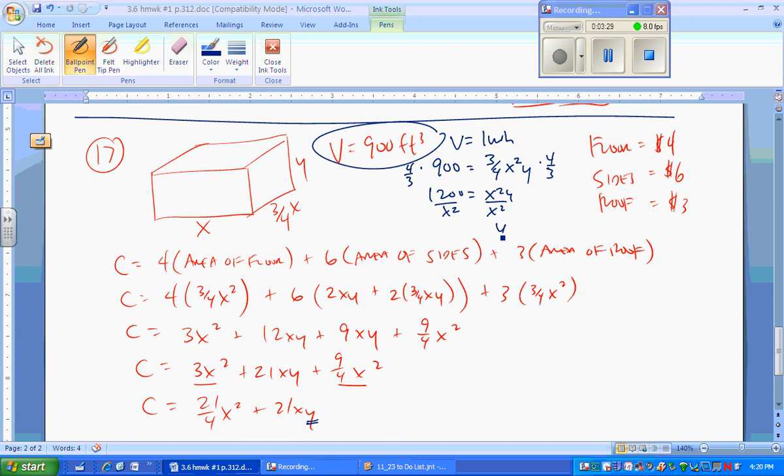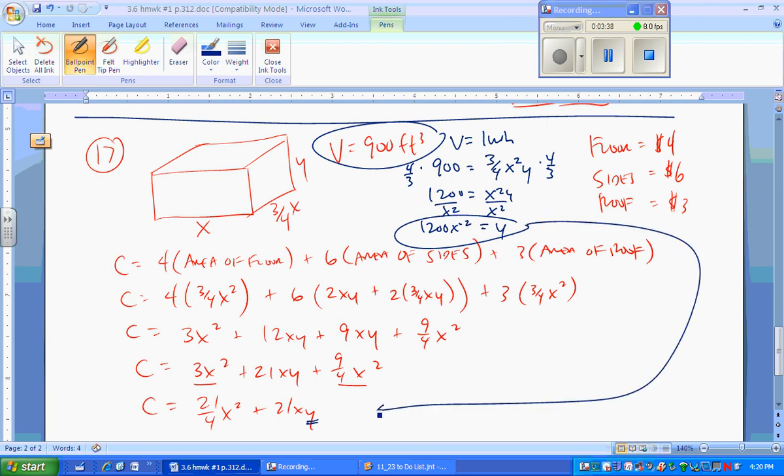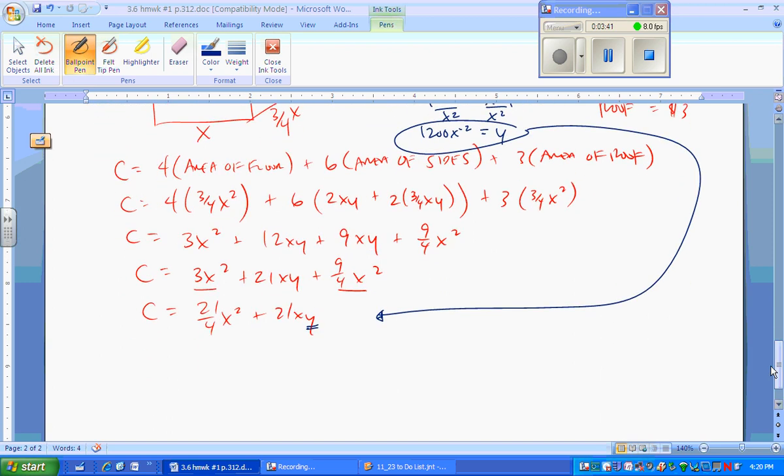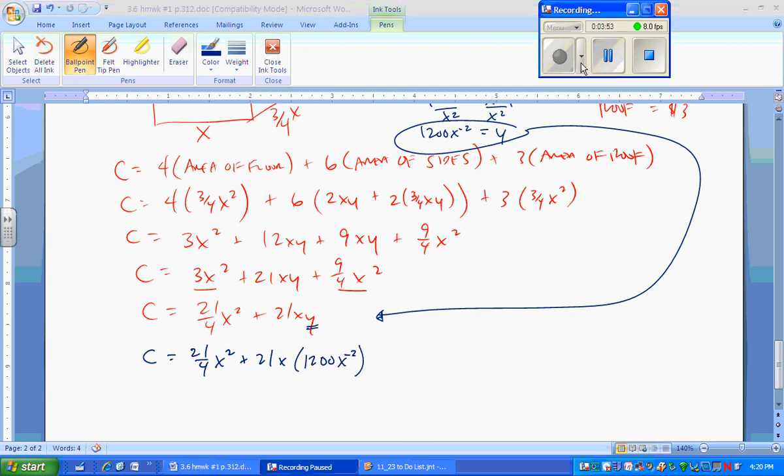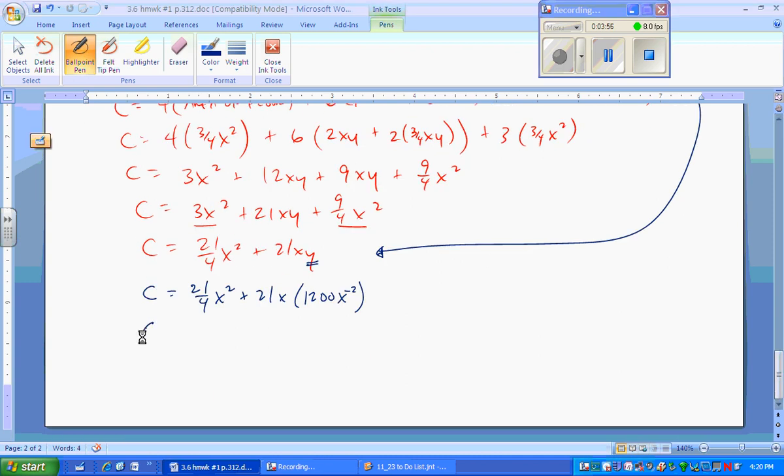Divide both sides by x squared. And y equals 1200 times x to the negative second. So we can use that to substitute into our cost equation. So C equals 21/4 times x squared plus 21 times x times 1200 x to the negative second. So finally we get 21/4 times x squared plus 21 times 1200 gives us 25,200. x times x to the negative second gives us x to the negative first.